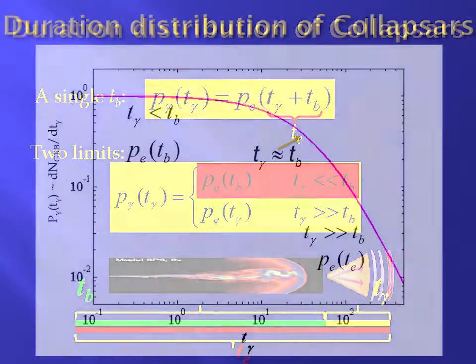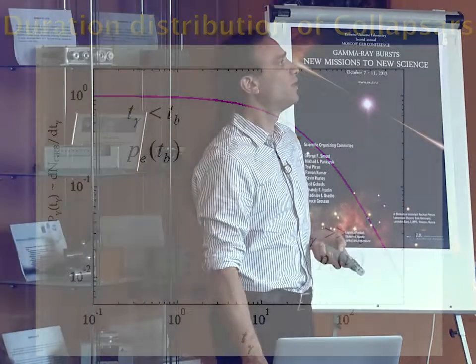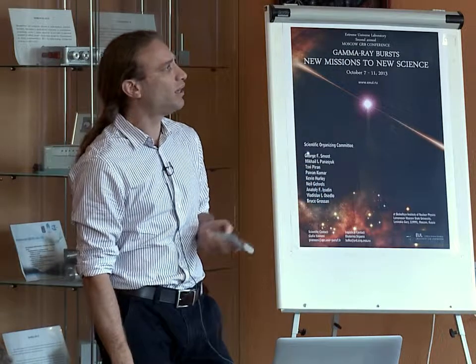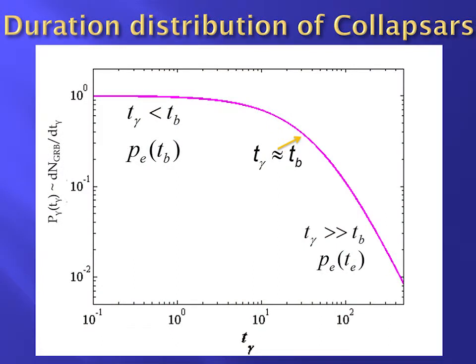If I want to plot it on a graph, here I plot the probability to observe a gamma ray burst with duration T gamma as a function of the observed duration. At durations much smaller than the typical breakout times, we expect to see a constant probability. That's a plateau. At durations much larger than the typical breakout time, we expect the probability to basically follow the engine activity time distribution, which is a power law. And the turnover should occur at durations of the order of the breakout time.